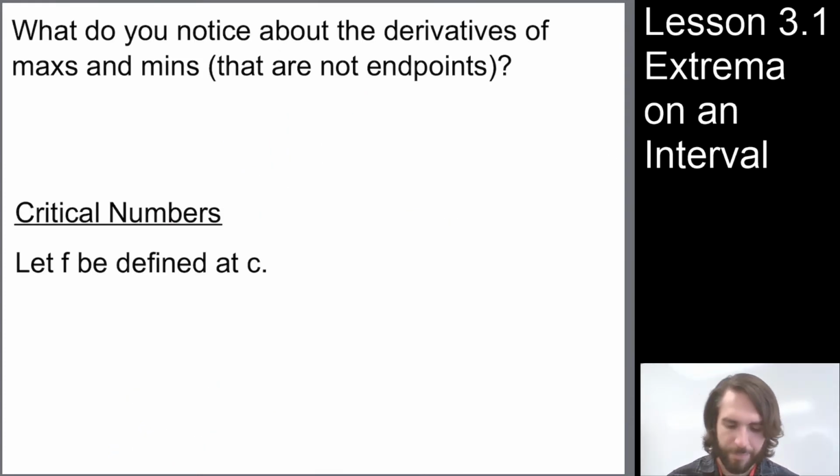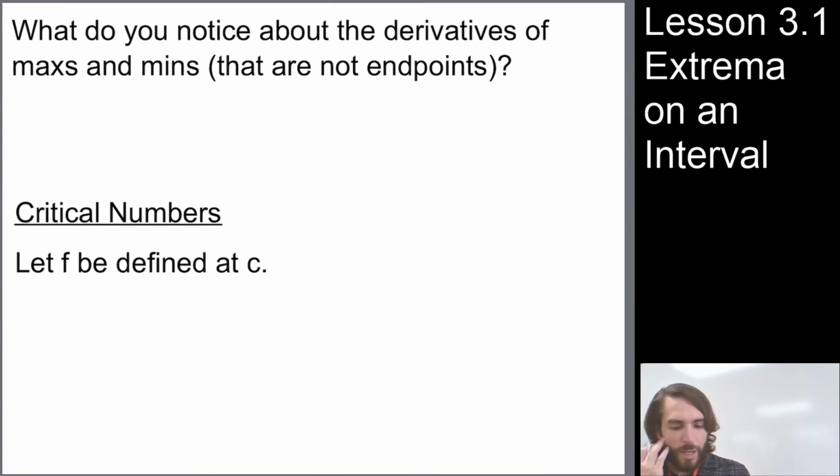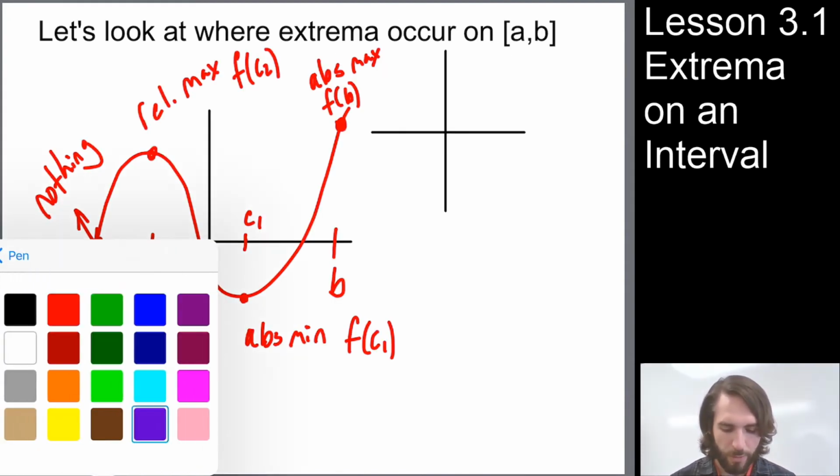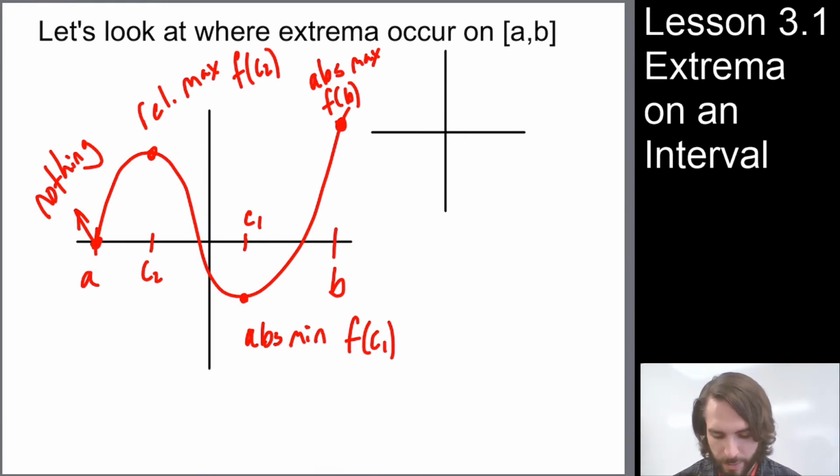Let's go here. Okay, what do you notice about the derivatives of maxes and mins that don't happen at endpoints? So the derivative of the function at a max and min. Let's maybe go back right here. So what is happening with the derivative? Or in other words, what is happening with the slope? Well, right here, it looks like that tangent line has no slope. Right there, that tangent line has no slope.